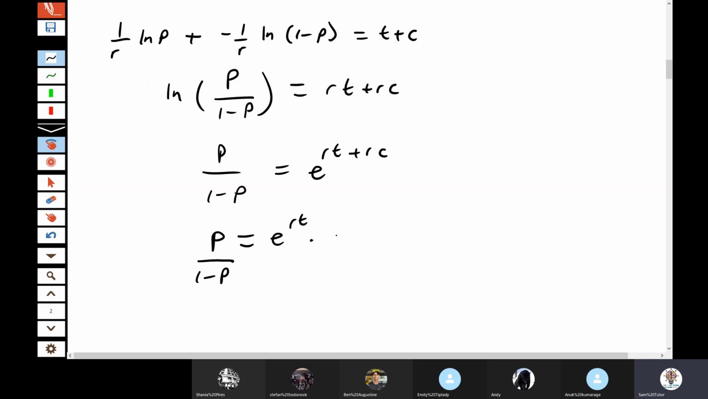Multiplied by ERC, and then ERC becomes capital A. Right? Remember, because what we said last week was we can write any exponential, any constant as capital A. You've got to get that in your head.